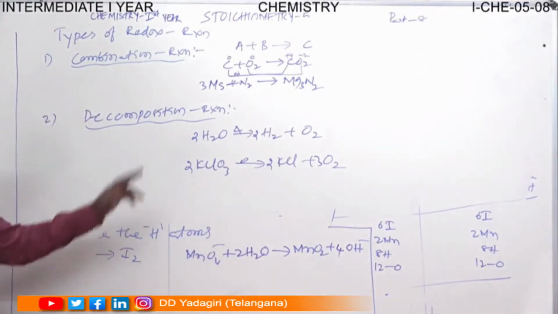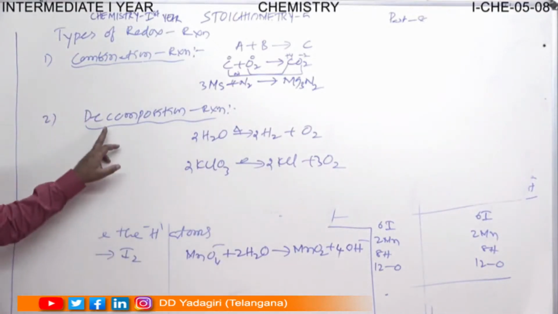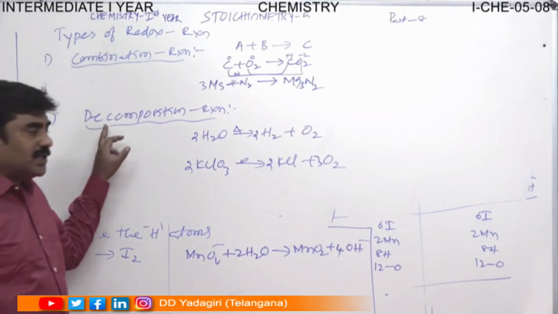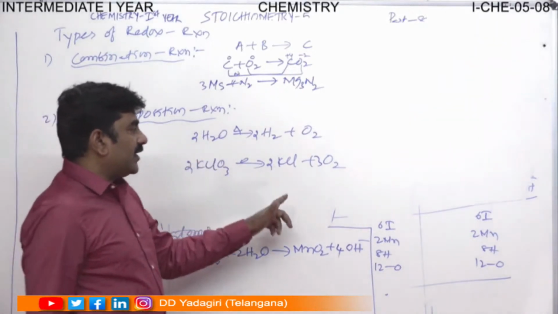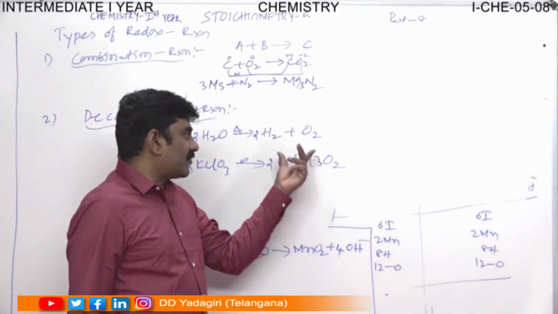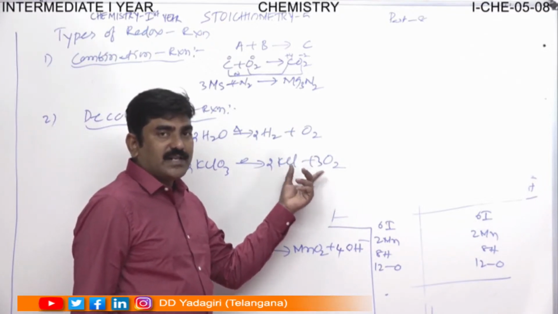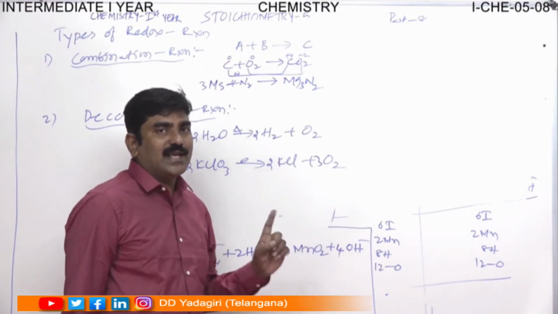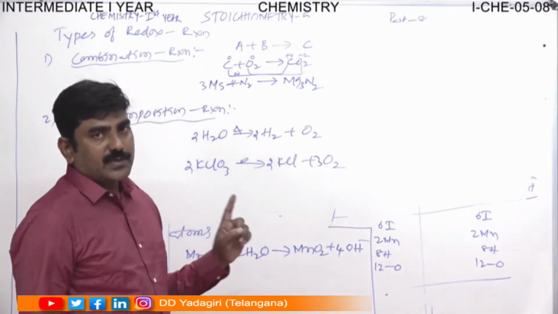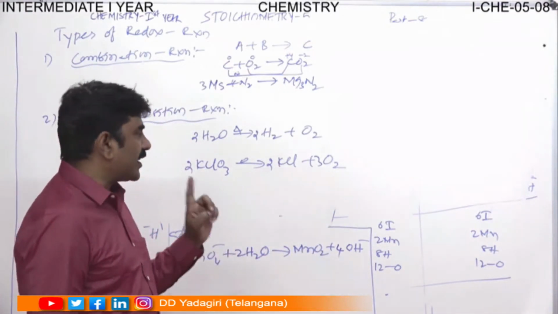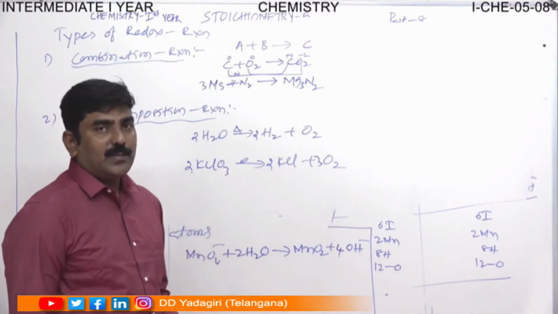See, this type of examples comes under which category? Decomposition reactions. In this condition, out of the products, we are getting two or more products. Out of the two or more products, at least one product must be in the elemental form.